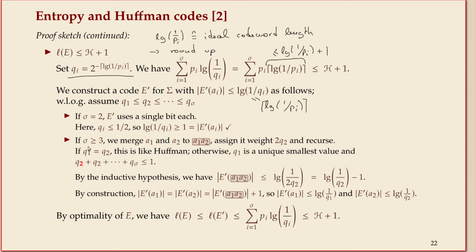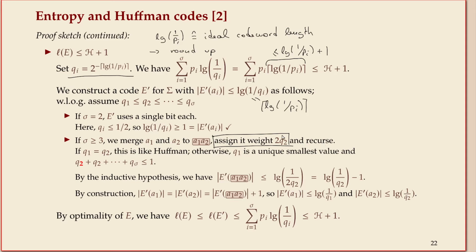If we have more than 2 letters, then we do the same step as in Huffman. We take the 2 with the least frequency, merge them into a super character. But now, the key step that's different from Huffman's algorithm is this. We don't assign the sum of the weights. We assign twice the bigger weight. And then we recurse and compute based on the new weights the rest of the tree. Okay, so the rest of the construction is the same.